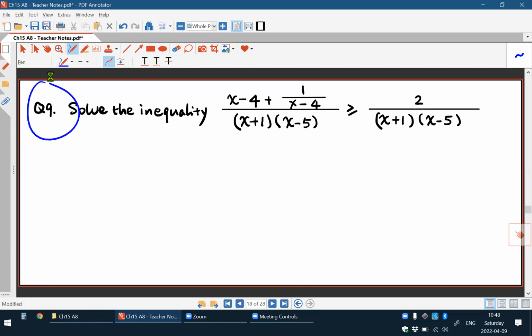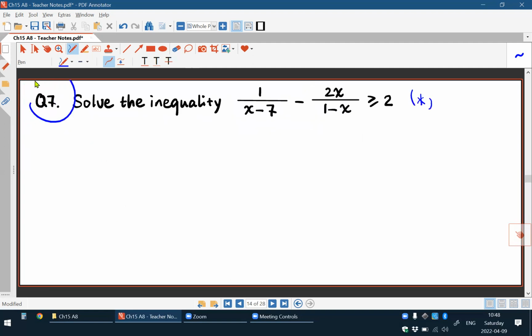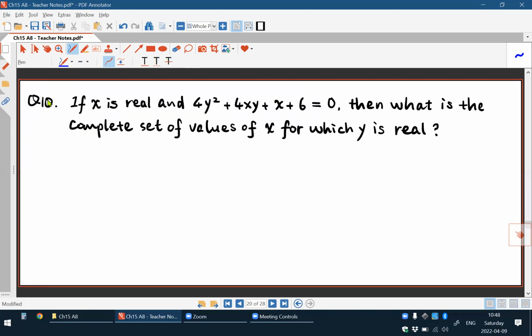Let me mark it. Number 9, I'll give you the solution next time. Number 8 and number 7. Okay, number 10. Can you copy and paste it into the new PDF too? Okay, no problem. You can download it later. I'll let you know if I finish that. It's not finished yet. Number 10.